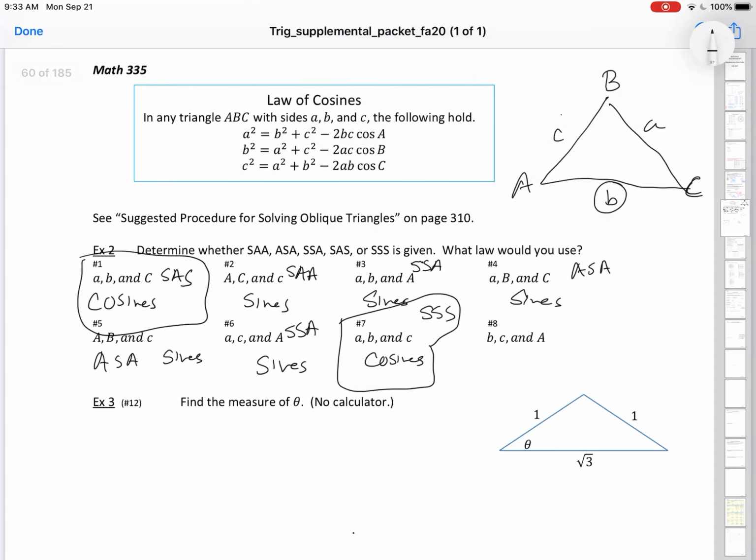We're given side C. And we're given angle A. Right, the angle in between them. So that's side, angle, side. And in particular, I don't know the side opposite my given angle, and I can't figure out the other two because I only have one angle. So this is cosines. And we're done with that.